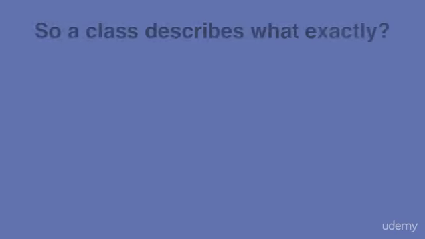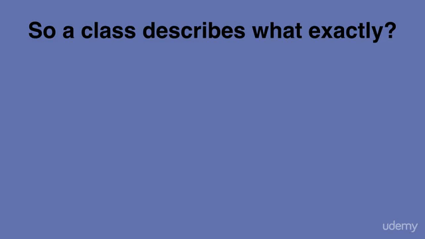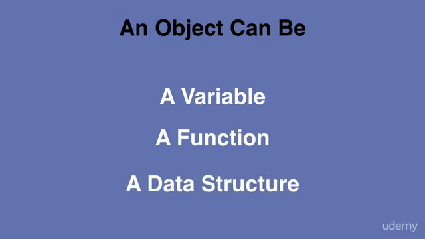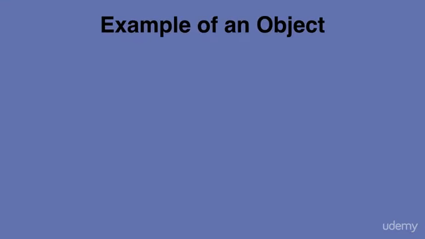Now, a class describes what exactly? What is it, this thing that you're talking about, Edwin, and you're not telling me? An object. All right? And an object is just a group of data put together by a common theme. An object could be a variable, it could be a function, it could be any data structure inside your program. I know it could be a little confusing, all right? But let me just give you an example of an object.